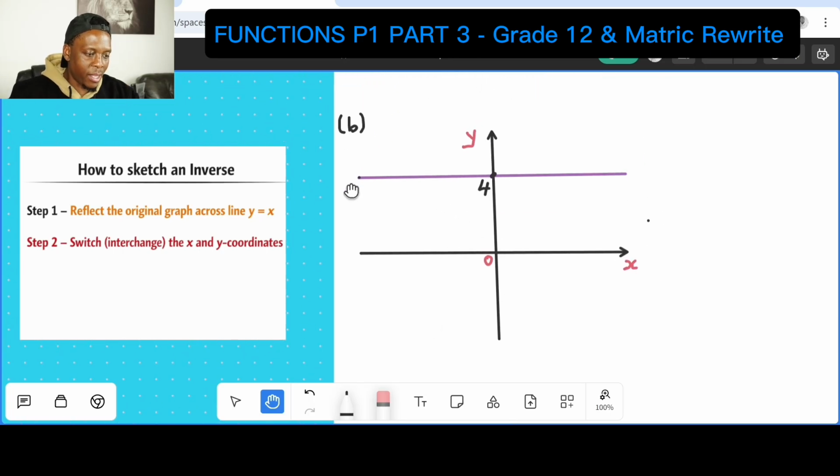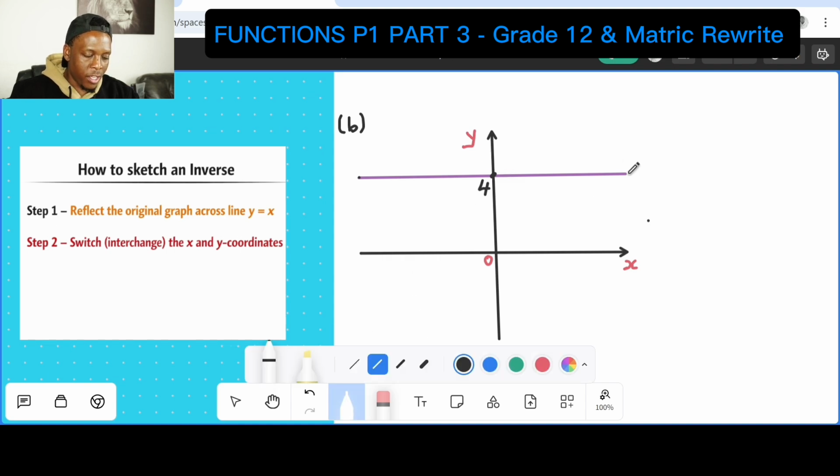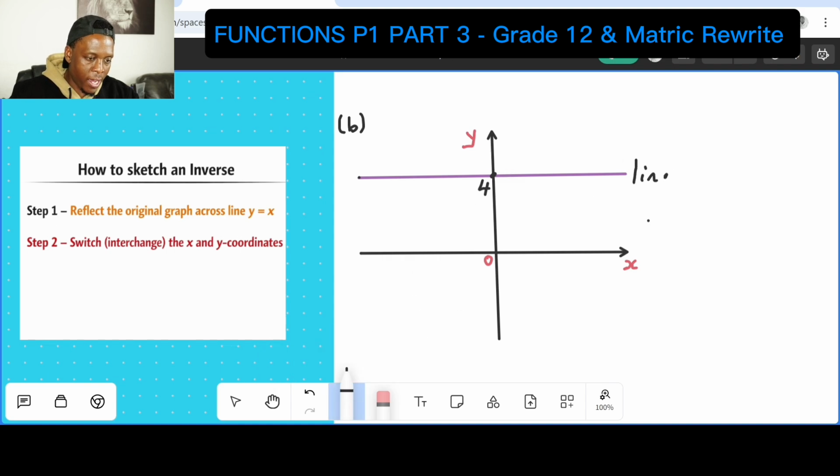Here we have a line, the purple line, which is cutting through the y-axis at 4. Therefore, we call it line y = 4. Let's draw the inverse of this graph. Step 1, we reflect it across line y = x, but you'll realize that this one is straightforward in the sense that if y = 4, the inverse must be x = 4, because the inverse is like the reverse, switching x and y. Here we have y = 4, the inverse must be x = 4.